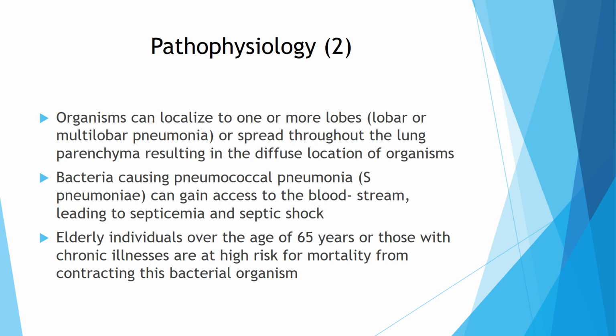Organisms can localize to one or more lobes. So you will see either a lobar pneumonia sequestered to only one lobe of a lung, or multilobar pneumonia. Or it can be spread throughout the lung parenchyma, resulting in the diffuse location of organisms. Bacteria causing pneumococcal pneumonia, S. pneumoniae, can gain access to the bloodstream, leading to septicemia and then septic shock. Elderly individuals over the age of 65 years or those with chronic illnesses are at high risk for mortality from contracting this bacterial organism.